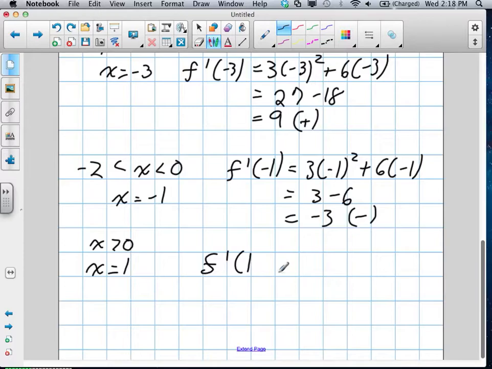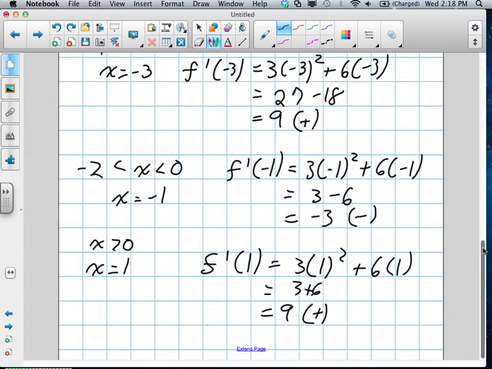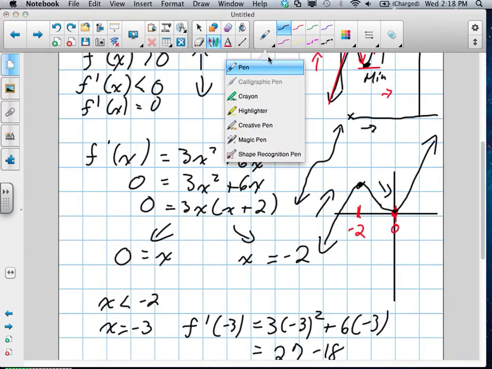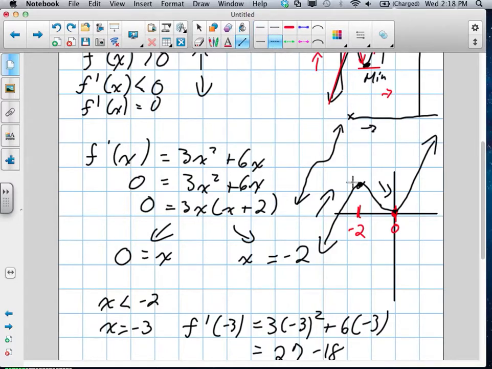f prime of 1 is equal to 3 squared plus 6. Quickly looking at this, I already know I'm going to be positive here. We're left with 3 plus 6 is 9. So, again, a positive value. So this represents some form of that function, what we've drawn here. We were increasing, then we decreased between our two critical values, those critical values being -2 and 0, and then we started to increase again after 0.